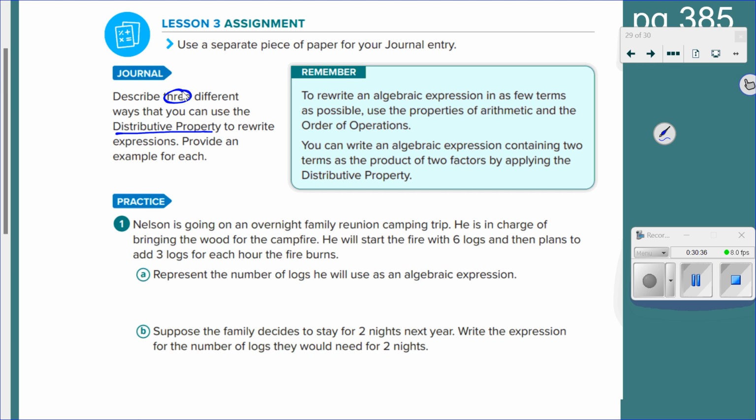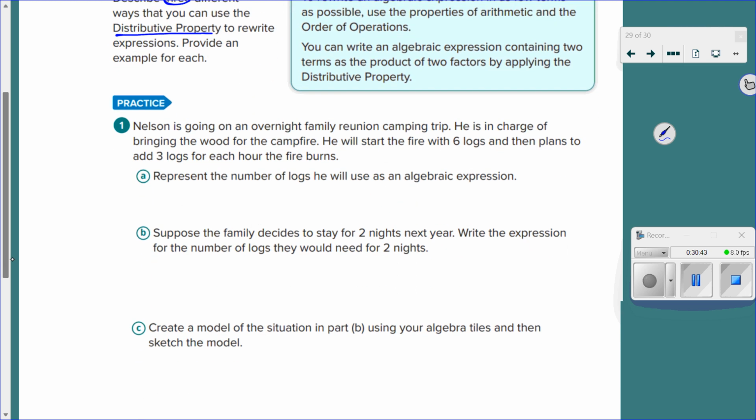Going through the problems. Number 1, Nelson's going overnight. He's in charge of bringing wood. He starts the fire with 6 logs and plans to add 3 logs for each hour the fire burns. So represent the number of logs as an algebraic expression. Algebraic expression means I need a variable. You want a variable for logs. Suppose the family decides to stay for 2 nights. Write the expression for the number of 2 nights. I'll give you a hint. You can use distributive property on that one.